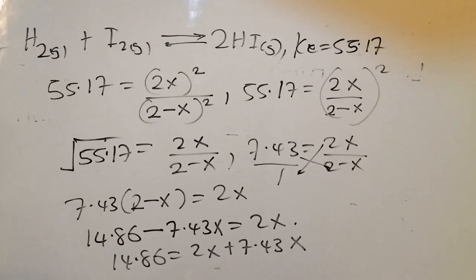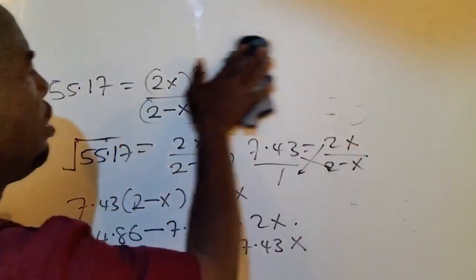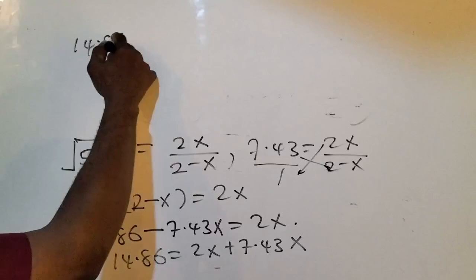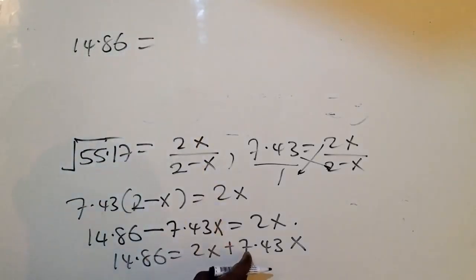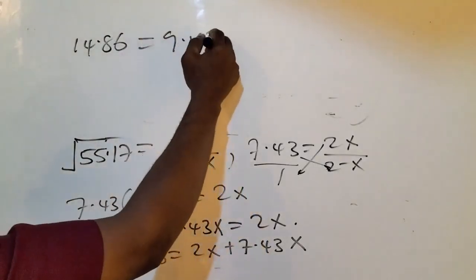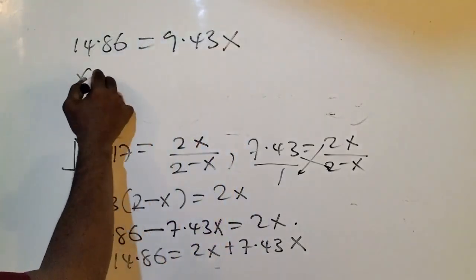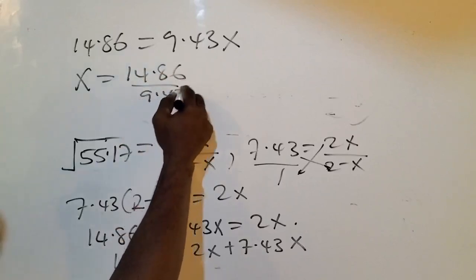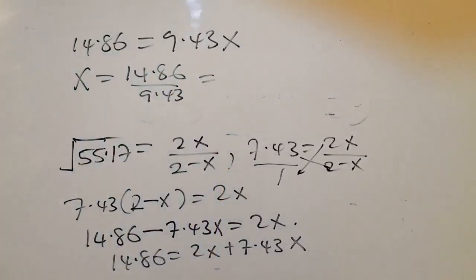Then we go up, wipe this side. We now have 14.86 equal to 2S plus this, which gives you 9.43S. S becomes 14.86 over 9.43. When we divide that, the value of S gives us 1.58.